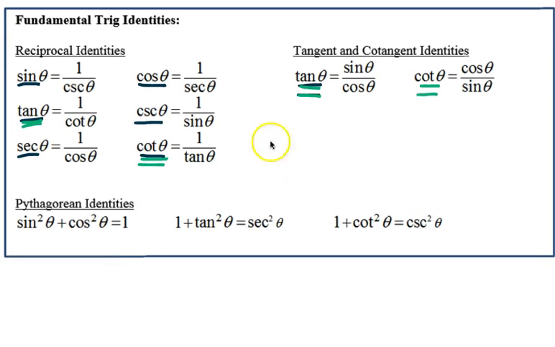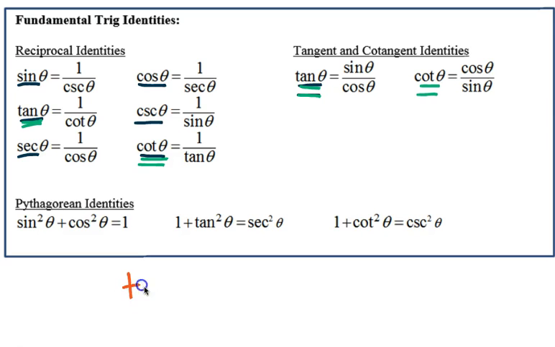Okay. All right, so let's get to the Pythagorean identities. We have sine squared plus cosine squared equals 1. We have 1 plus tangent squared equals secant squared. And 1 plus cotangent squared equals cosecant squared. Okay, just some notation that I want to point out to you guys. Let's use tangent as an example.